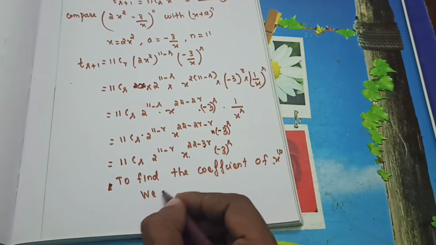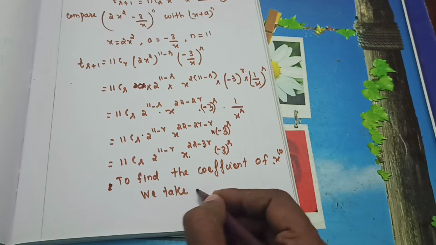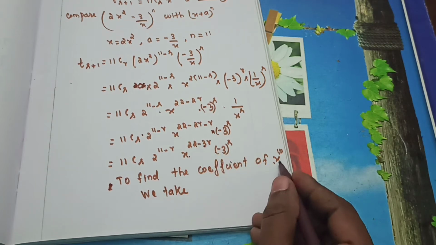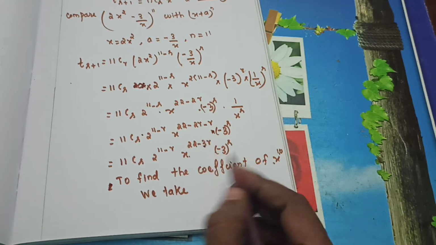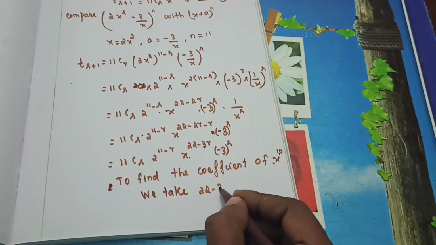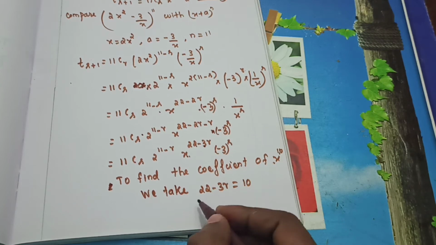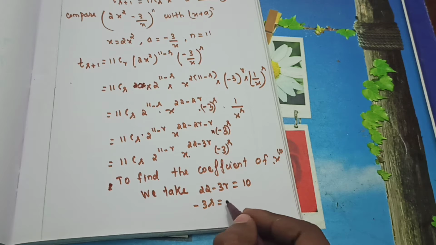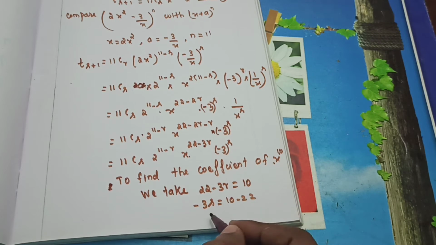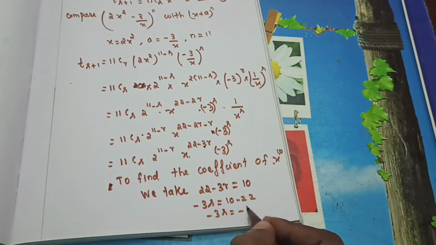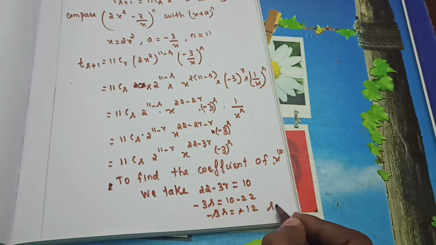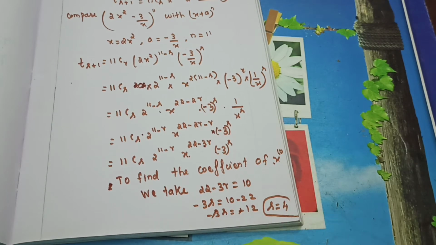So we take x power 22 minus 3r is equal to x power 10. So you can equate: 22 minus 3r equal to 10. So from there minus 3r is equal to 10 minus 22. So minus 3r is equal to minus 12. So r is equal to 4. Now we got the value for r.